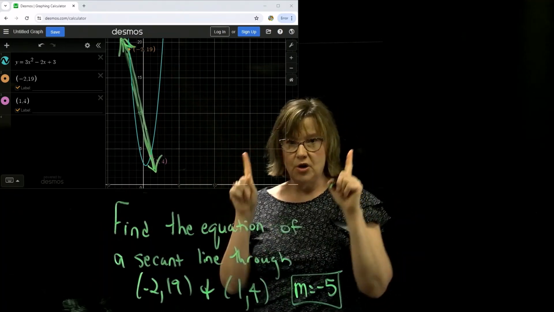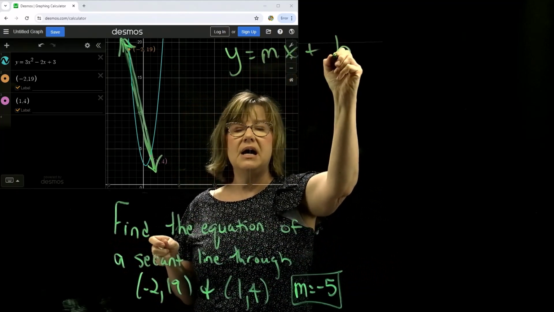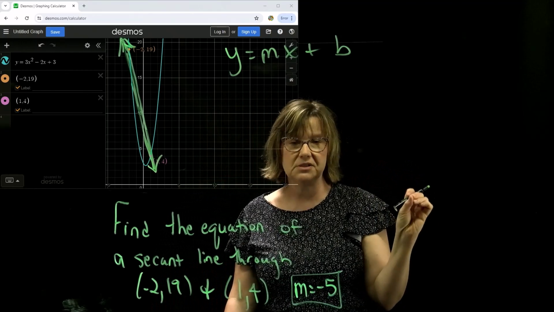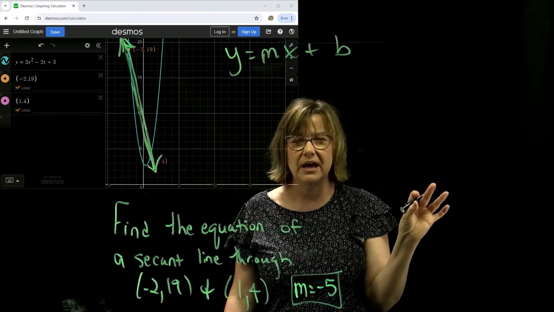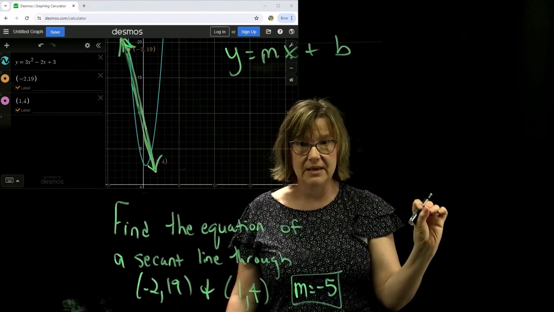It's going down. All right, how do you find an equation of a line? I like to do y equals mx plus b. Some people like point slope. My experience with point slope is nobody remembers it. So they leave class and they're like, oh yeah, how do you do that? Everyone remembers y equals mx plus b. So I am a huge fan of that.